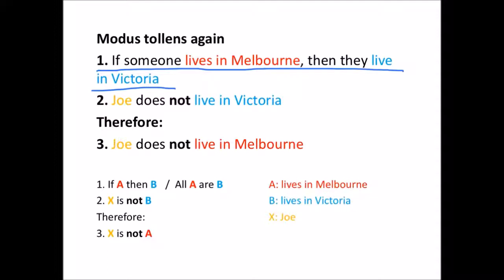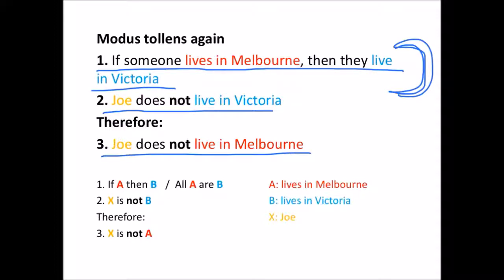So we do have an if-then statement as the first premise, although this is now a general statement rather than a specific statement about Joe, for example. It says that anyone who lives in Melbourne lives in Victoria. And now our second premise says that a particular individual, Joe, does not live in Victoria, and we conclude that Joe does not live in Melbourne.